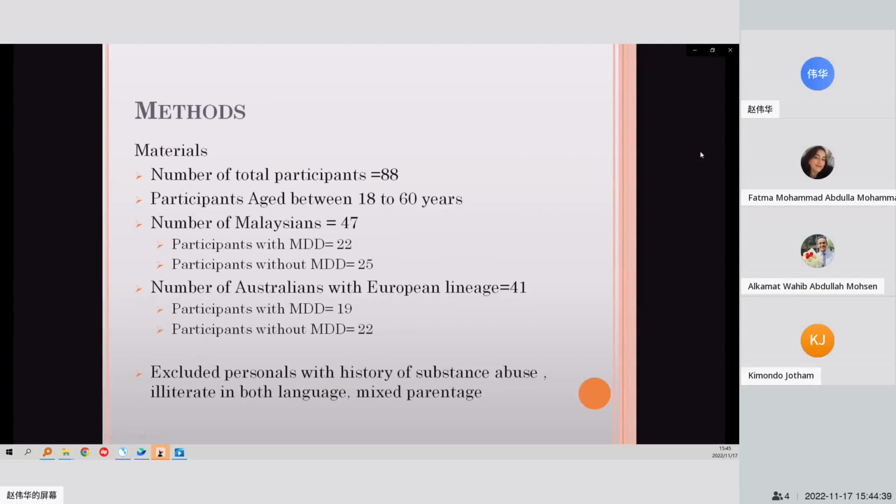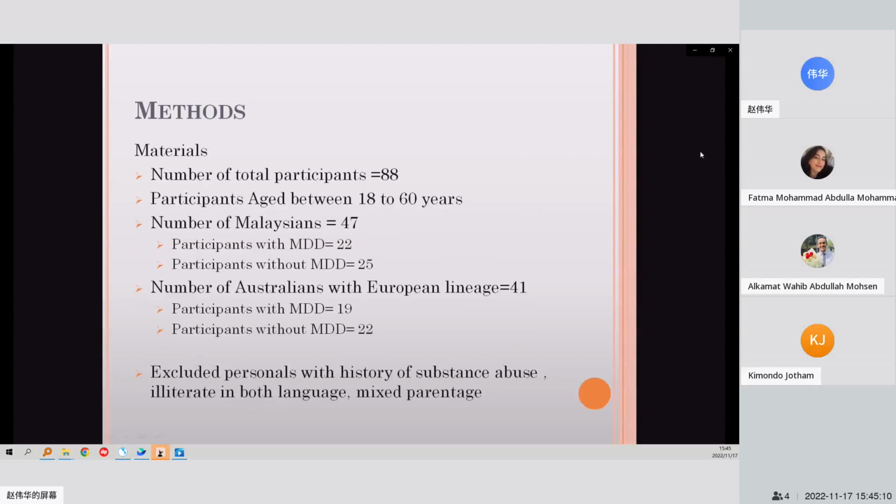Something I would like to add before the methods is that the ability to identify and understand emotions from facial expression is called facial emotion recognition. I added this point because it will be discussed many times later in the slides. So now let's go to the methods.